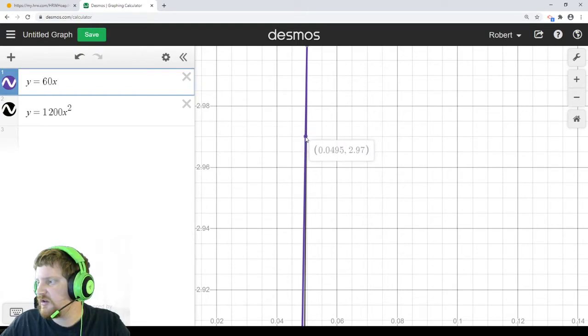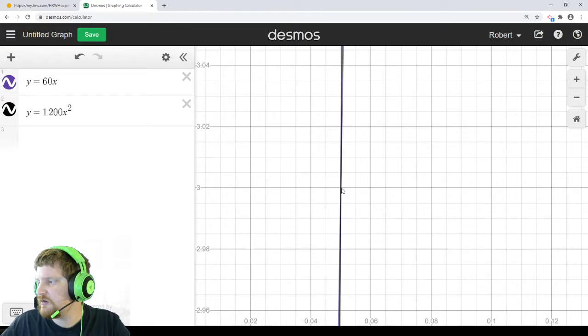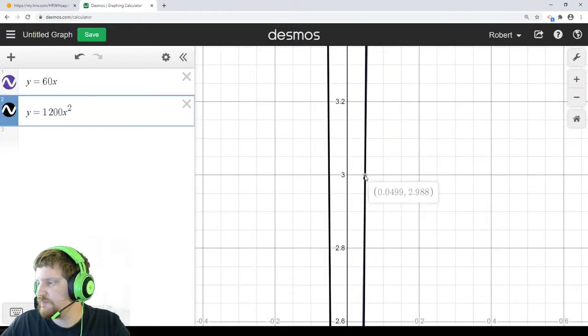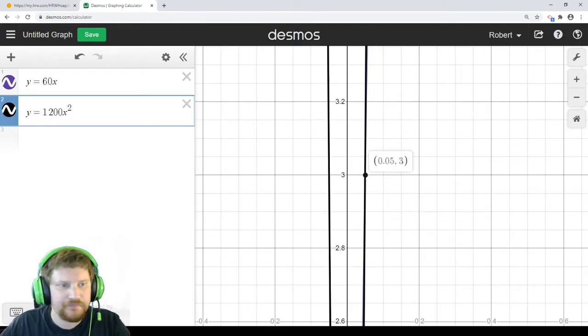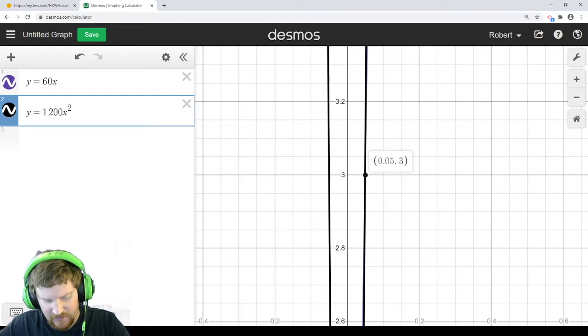And it looks like that point might be 0.5. Actually, it's 0.05, comma 3. So it will take blank minutes for Alan's car to catch up with Jason's car. So this was done in miles per hour. And our point is 0.05, comma 3.